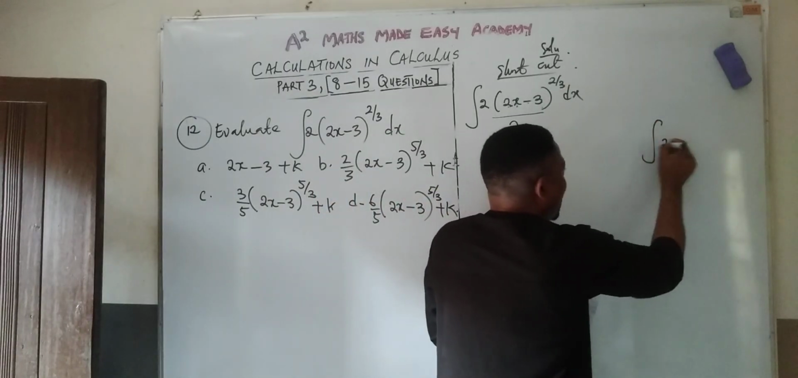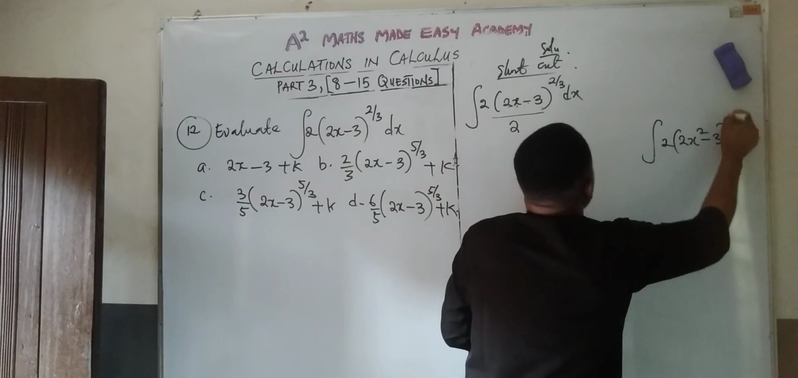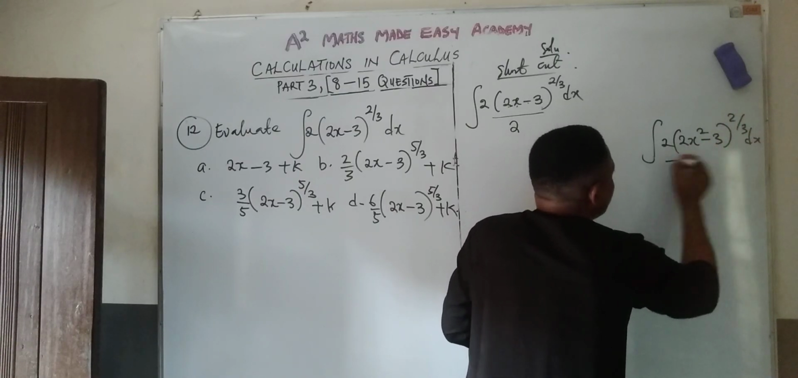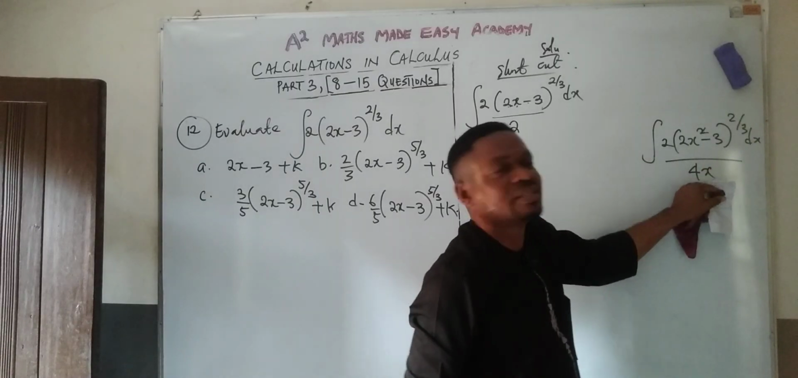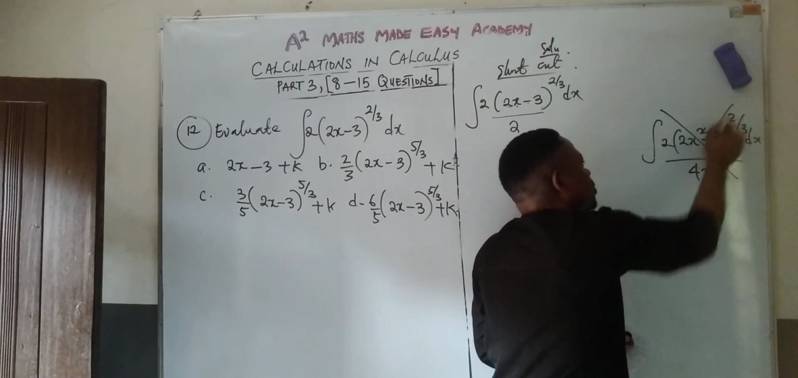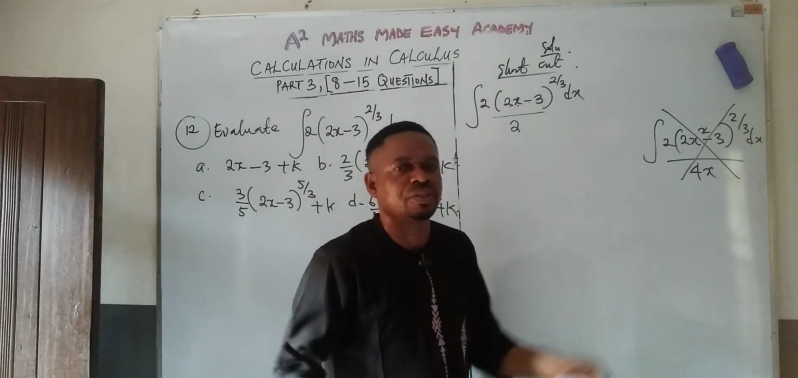But if the question is like this, I want you to watch. Can you observe this particular question now? If you differentiate this, what will it give you? 4x. Can you see that x is still remaining? This cannot go by the substitution method. That's what we call integration by parts, which I will still teach you.